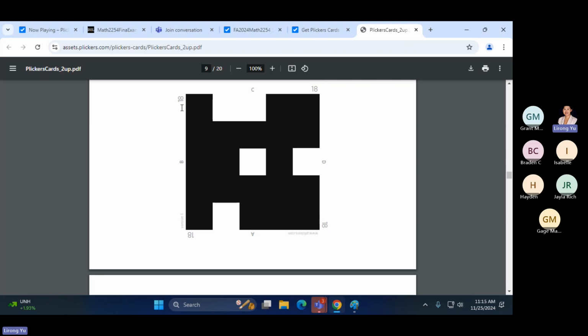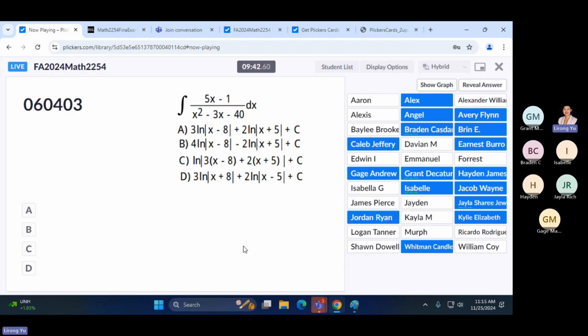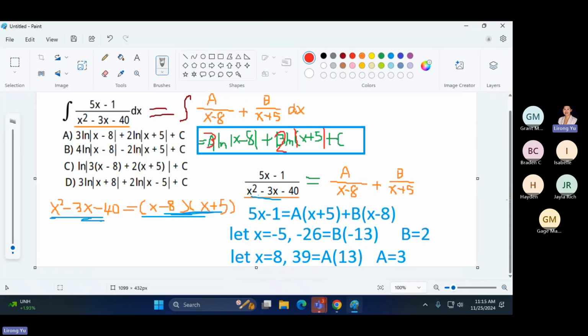Did you take the image? Yeah. All right, and you can see that was the answer. Do you remember the solution? It's 3 times the logarithm of the absolute value of x minus 8 plus 2 times the logarithm of the absolute value of x plus 5. Let's see. So that will be.